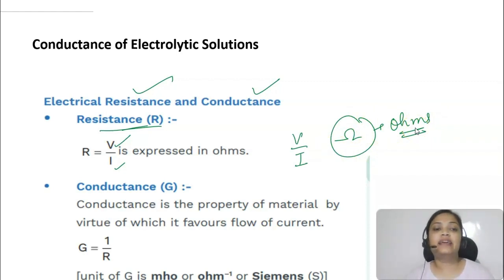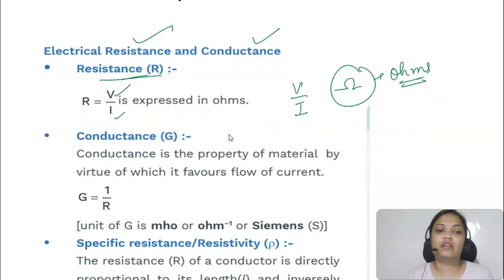And conductance is actually the property of a material by virtue of which it favors the flow of current. It is inversely proportional to the resistance, meaning the reciprocal of resistance will be the conductance. The unit of conductance we use is Siemens.